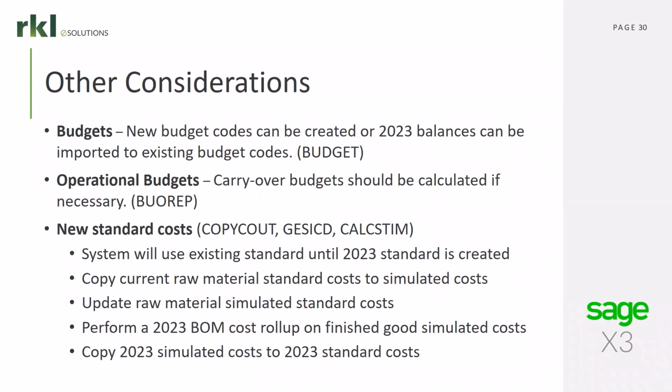And in regards to standard costs, the system is going to use the current standard costs until your 2023 standards are created. You can copy your current raw material standard costs to simulated costs, update raw material simulated standard costs, perform a 2023 bill of material cost roll-up on finished goods simulated costs, and copy 2023 simulated costs to 2023 standard costs. If you need help with your standard costs for 2023, we help with imports of the new standard costs, and we can help with the process if you have a lot of items.